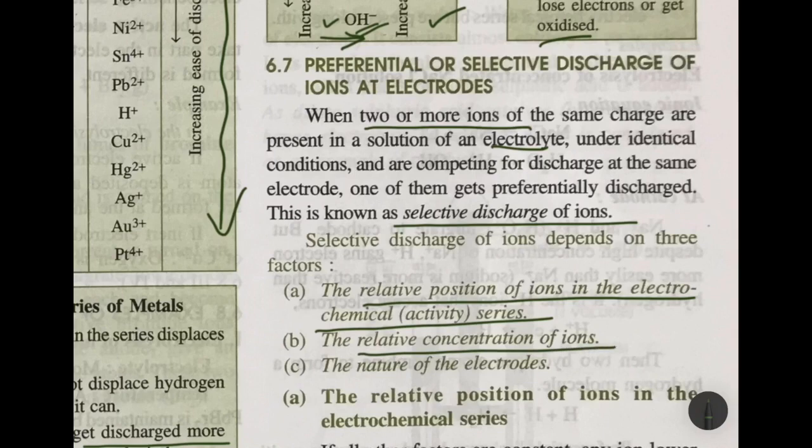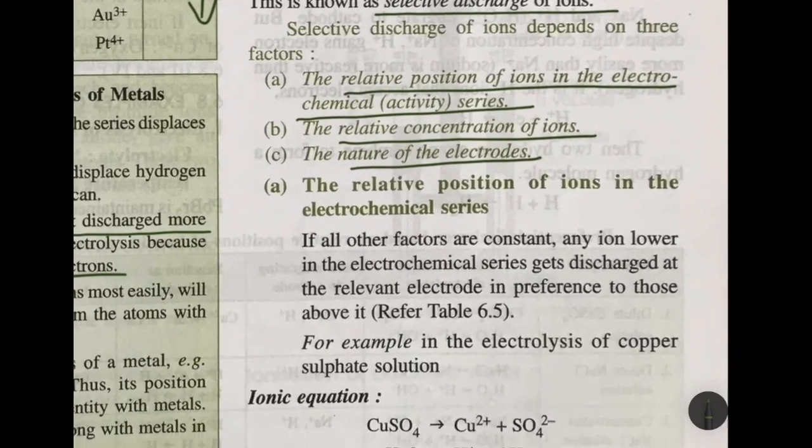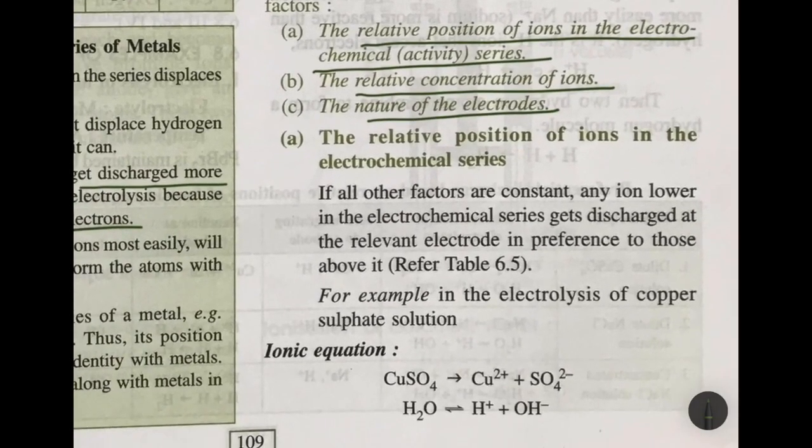Which has more concentration? If there are lots of sodium ions and very few copper ions, then naturally the one which is more concentrated will get discharged first. And next is the nature of the electrodes. Now, the relative position of ions in the electrochemical series: if all other factors are constant out of the three we just discussed, any ion lower in the electrochemical series gets discharged at the electrode before the one above it.